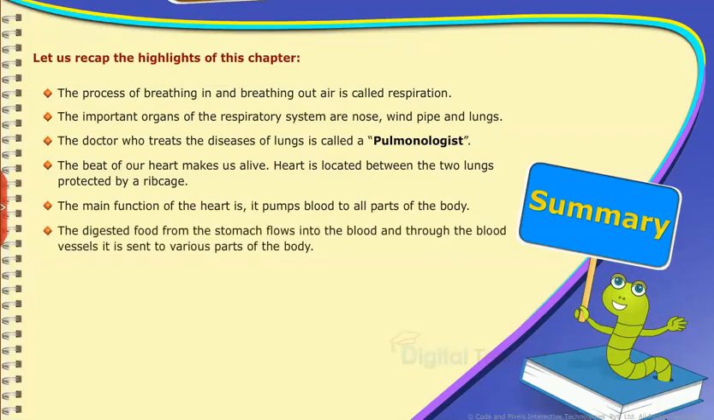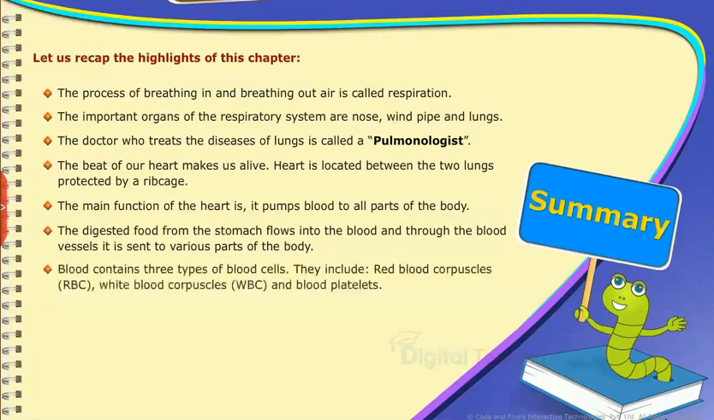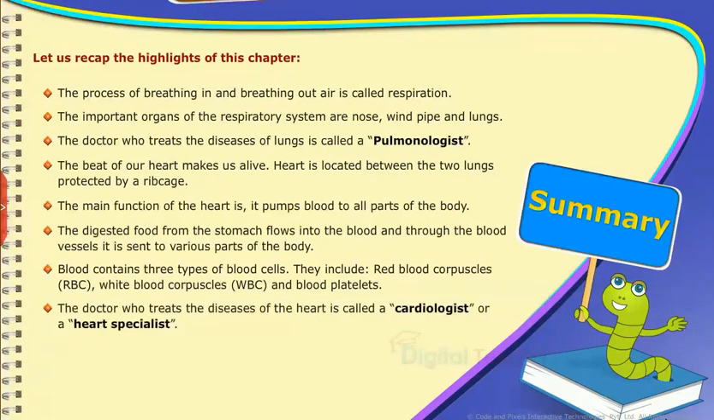The digested food from the stomach flows into the blood and through the blood vessels it is sent to various parts of the body. Blood contains three types of blood cells. They include red blood corpuscles RBC, white blood corpuscles WBC and blood platelets. The doctor who treats the diseases of the heart is called a cardiologist or a heart specialist.